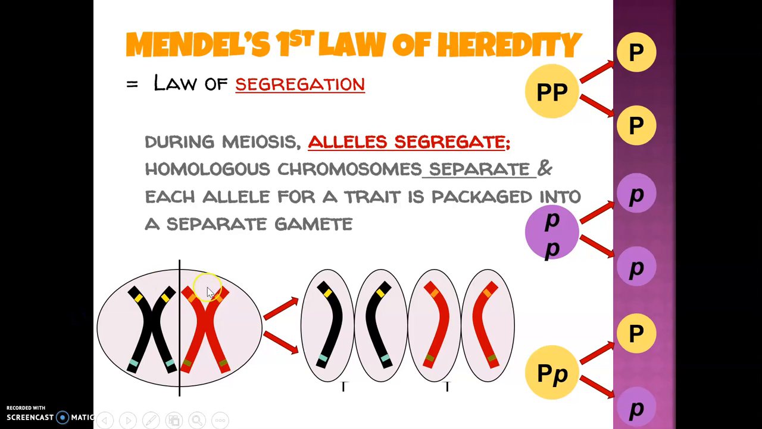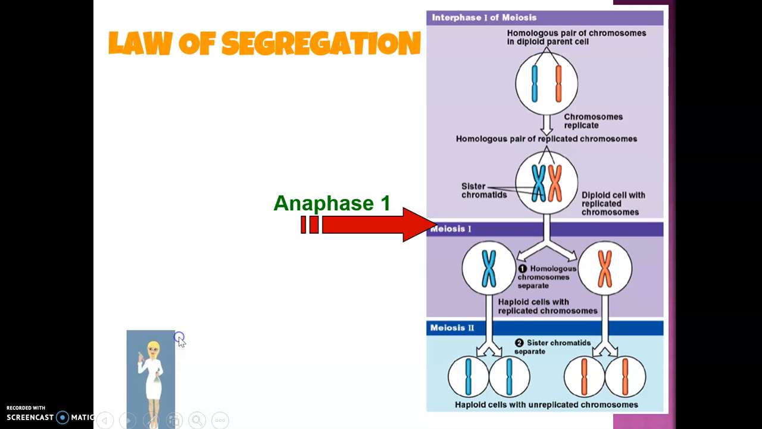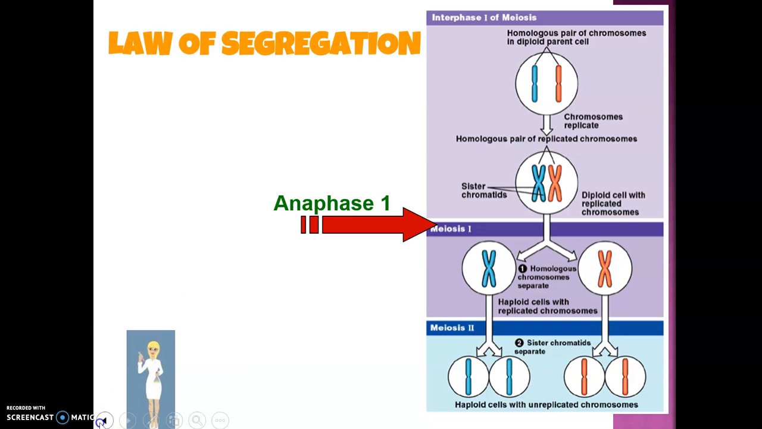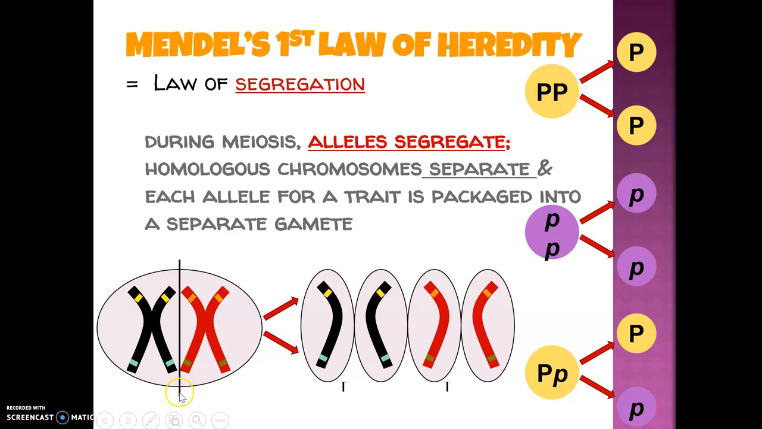So if you look here, we can see the line drawn in between the two chromosomes. What they're going to do is separate, within each single gamete. That way you can get the genetic variation.